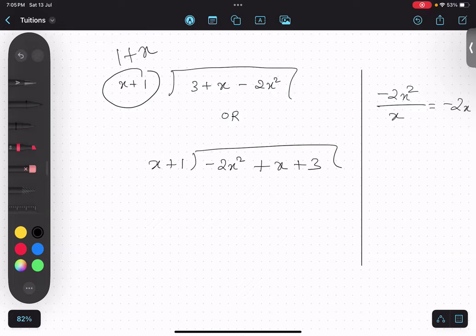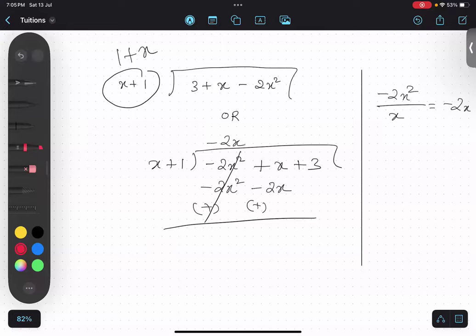-2x² by x is equal to -2x, not 2x. Yeah, -2x. So we'll multiply now. -2x into -2x is -2x². Plus into minus is minus. 1 into 2x is 2x. We'll change the sign. First term will get cancelled always. This is plus 1 and plus 2. So this 3x becomes plus 3x. I like to write plus in this case so that there is no confusion.